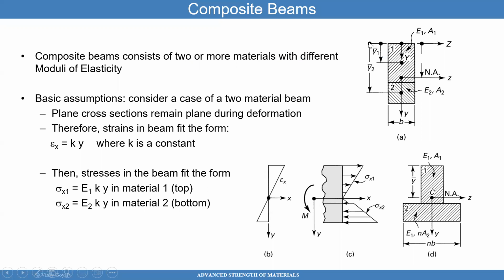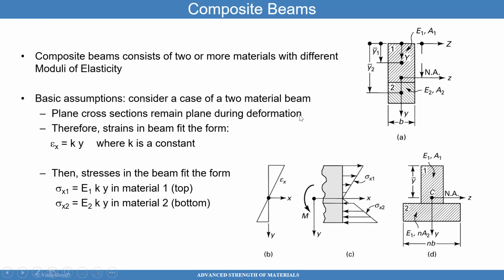And the distances Y1 bar and Y2 bar are for the centroids of each of these pieces that you see here. You can see that we're measuring everything relative to the top coordinates, and there is a neutral axis somewhere here. We'll have to figure that out later, but there is a neutral axis that we will figure out. This is also using Bernoulli beam theory that says that the plane cross sections remain plane during deformation.